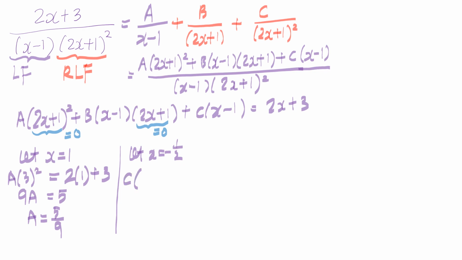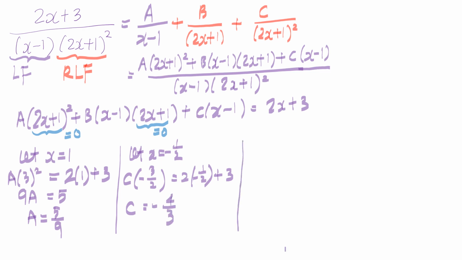So c, negative half minus 1 will be negative 3 over 2. 2 times negative half, and plus 3. So c will be 2 times negative half, then plus 3, then divide by negative 3 over 2. That will give you negative 4 over 3.